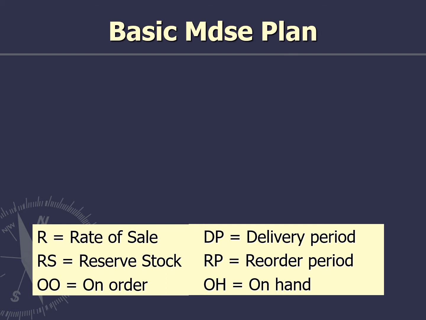OO, double O, means on order, so how many units are on the way to the store now; the orders were already placed before. DP means delivery period, so how many weeks it takes for the delivery to occur once you place the order. And RP is reorder period, so that means every how many weeks we are going to place a reorder. And OH means on hand, which is the number of units that we already have on hand in our store currently. So given these abbreviations and parameters, we're going to see how to calculate open to buy and how much we need to purchase.